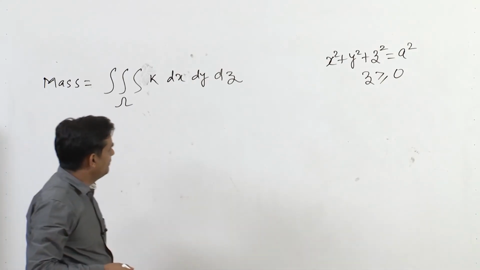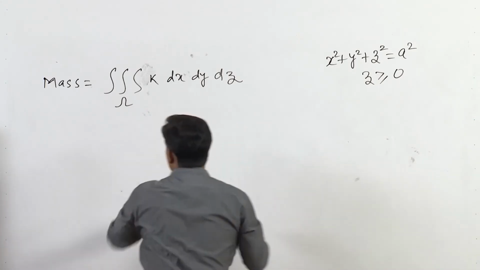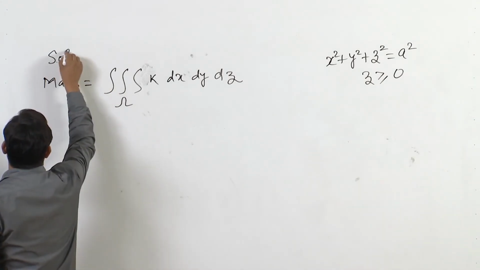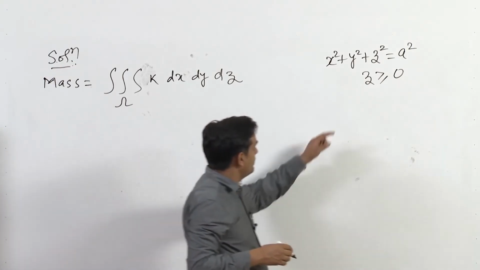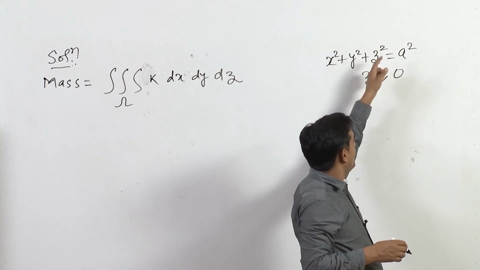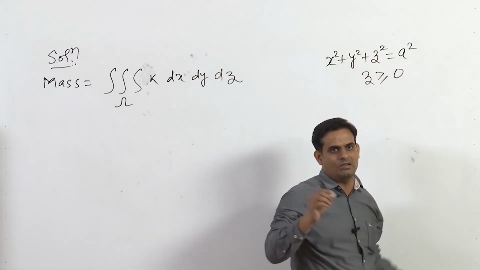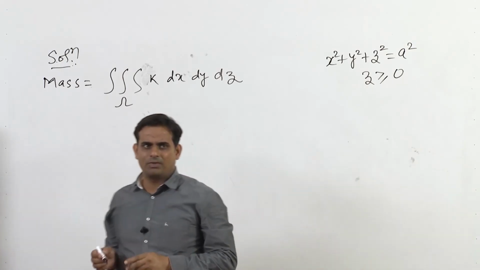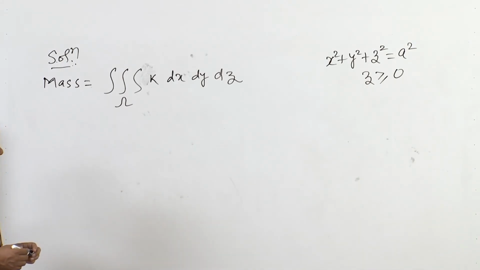Now, if I use the Cartesian coordinates here, things will become quite complicated, because z will go from 0 to square root of a square minus x square minus y square, and so on. So, let us find a simpler way, and we will change it into spherical coordinates.